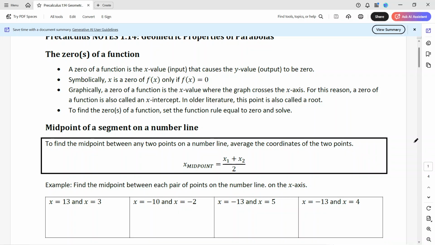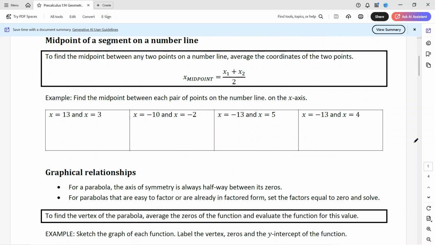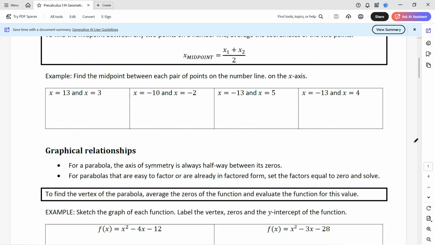So what I want to do is to find the midpoint between 13 and 3. We'll just add them up. 13 plus 3 is 16. Divide by 2 is 8.